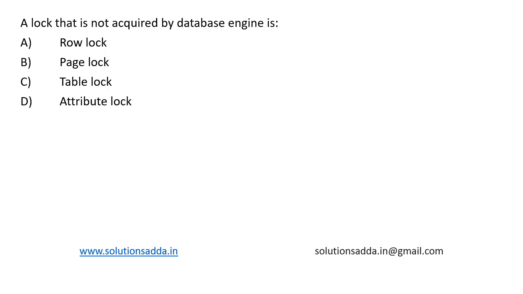Now, the options given are row lock, page lock, table lock, and attribute lock. So what is row lock? Row lock is one of the lowest granular levels of locking. The database lock that restricts access to a specific row within a table, allowing only one transaction at a time to modify or read that particular row. So it locks one or more rows.